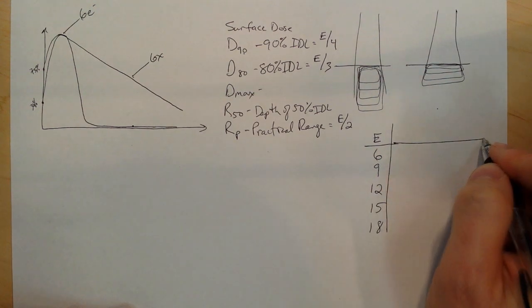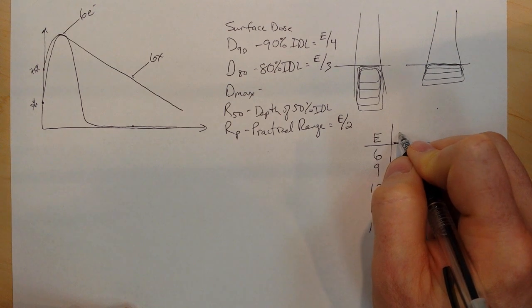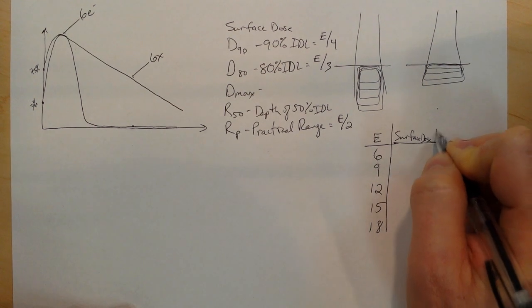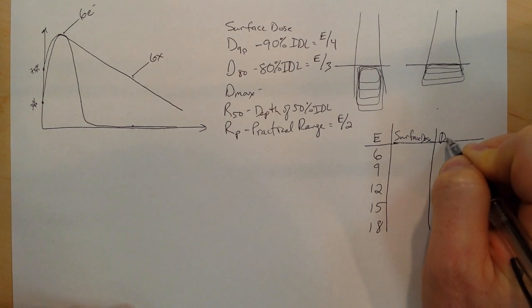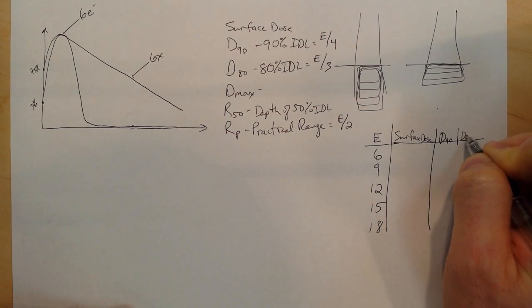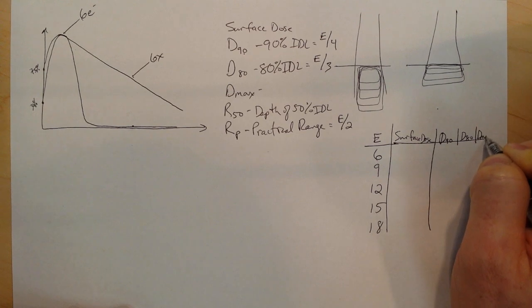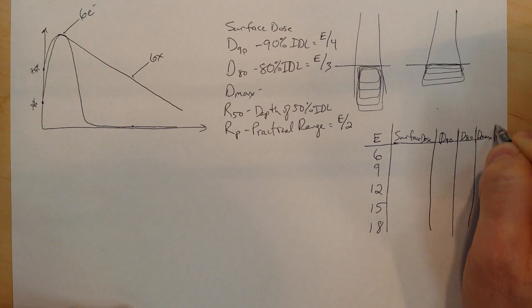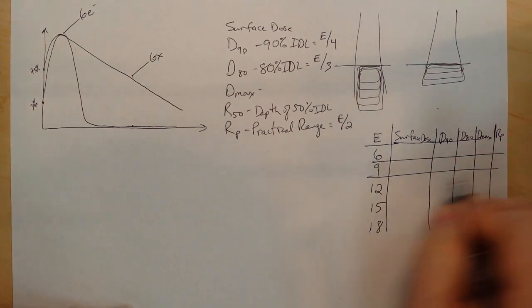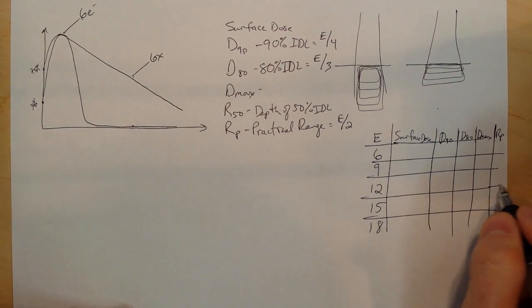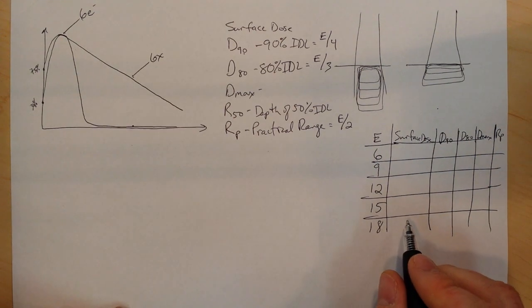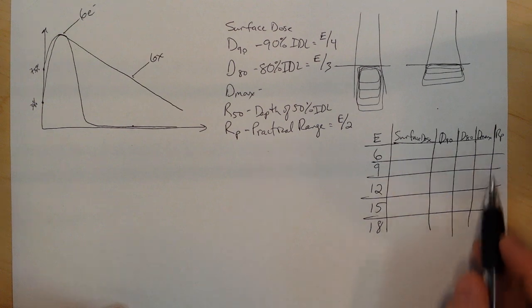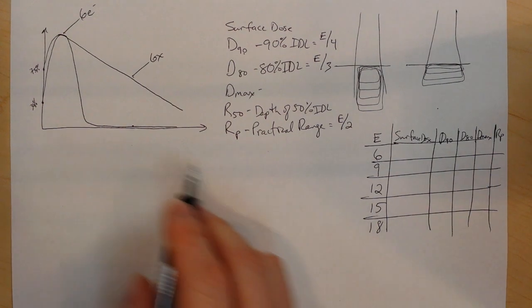What I want you to do is build the following table: surface dose, D90, D80, Dmax, and R sub P for each of these, and commit it to memory for your particular site. I always stress to dosimetrists at your clinical sites or at the job that you will eventually get, you need to commit these to memory, or a general rule of thumb. You need to remember them.